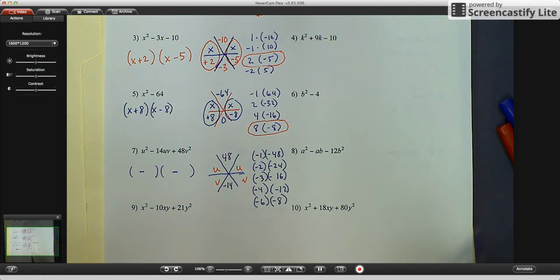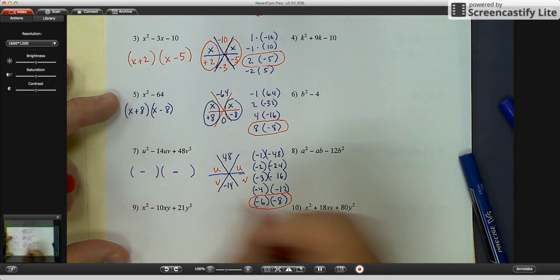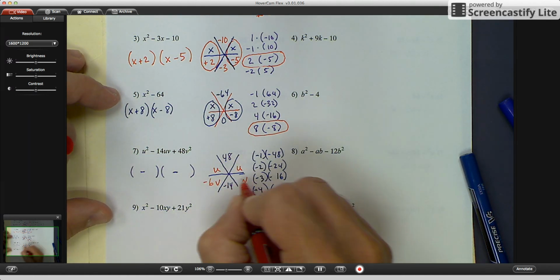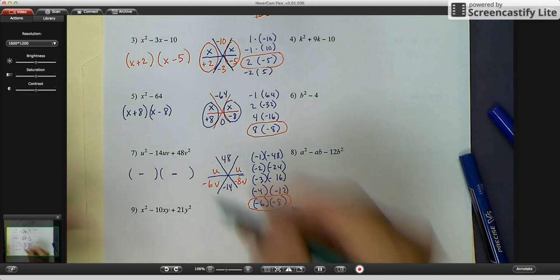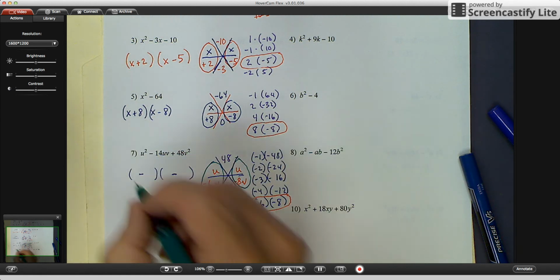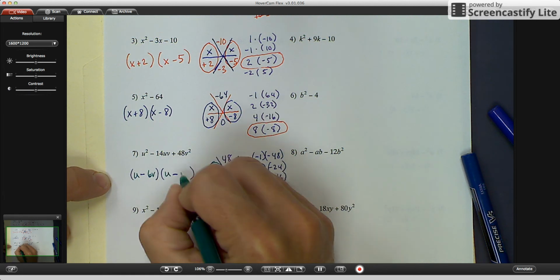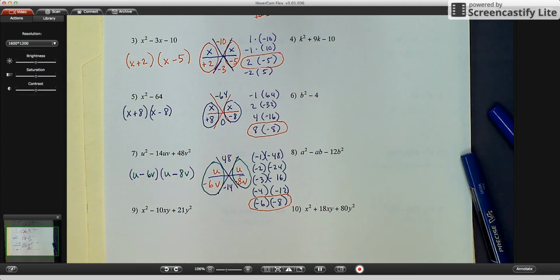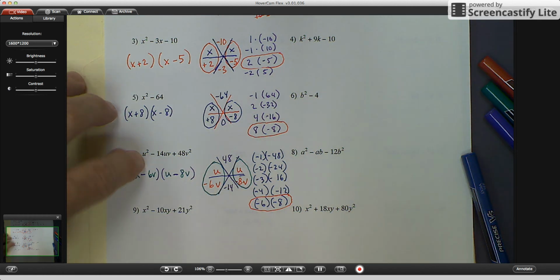Well, which ones when added together equal a -14? It's -6 times -8. So we have a -6 down here and a -8 over there. And our binomials for that: u minus 6v and u minus 8v. When you multiply those out, you would get that expression again.